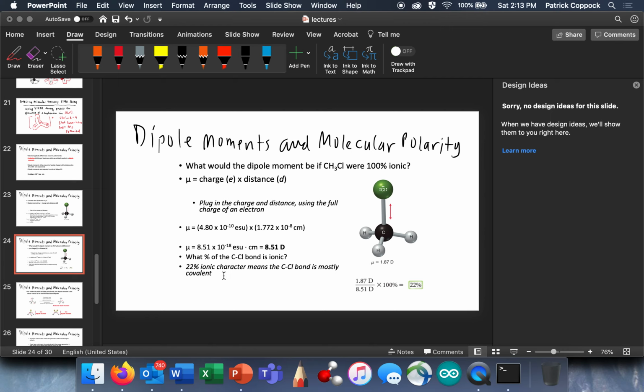All right, it's a little bit misleading, I think, to say that the bond is ionic in character, but that's a term that everybody uses, and I think it's fine.